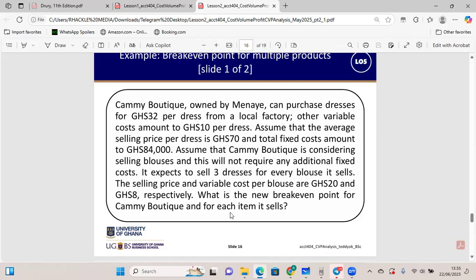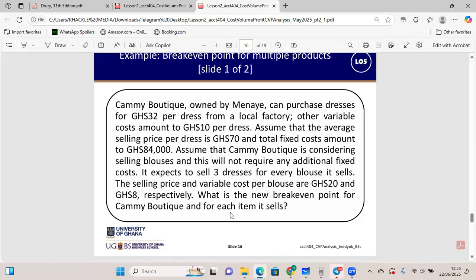So if they say that it will require additional fixed cost, then we are going to increase the fixed cost. But as far as it is not going to require additional fixed cost, we don't add anything. So it expects to sell 3 dresses for every blouse it sells. The selling price and variable cost per blouse are 20 Ghana cedi and 8 Ghana cedi respectively. Now the selling price is 20, the variable cost is 8. What is the new break-even point for Kami's boutique for each item?